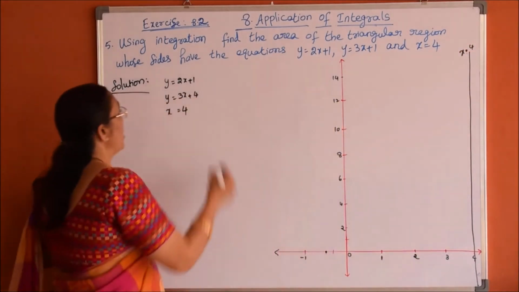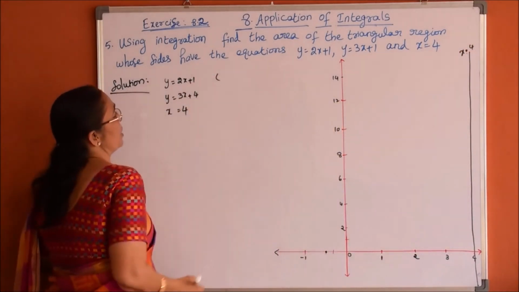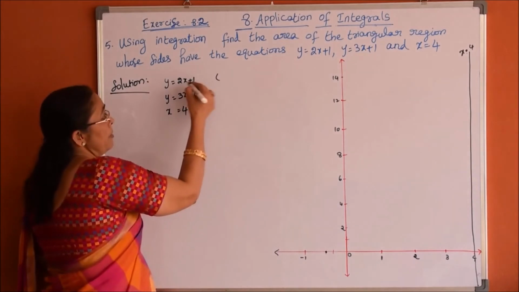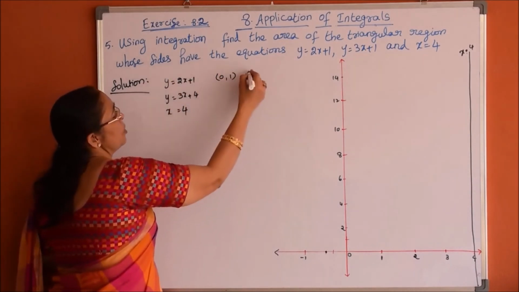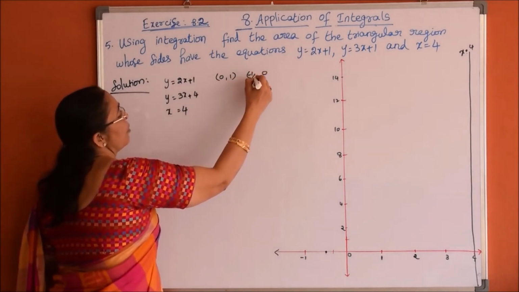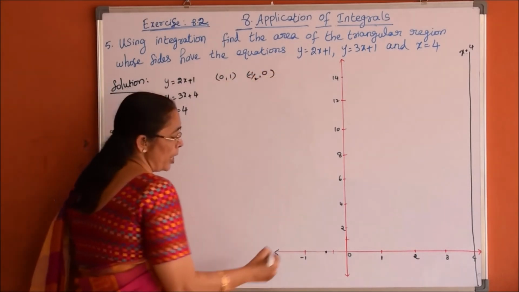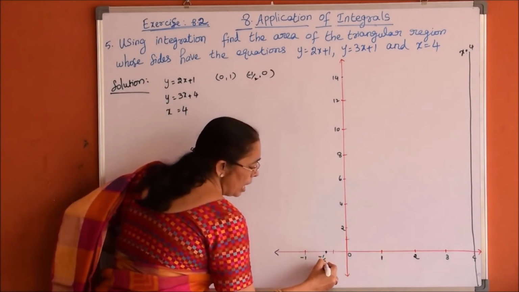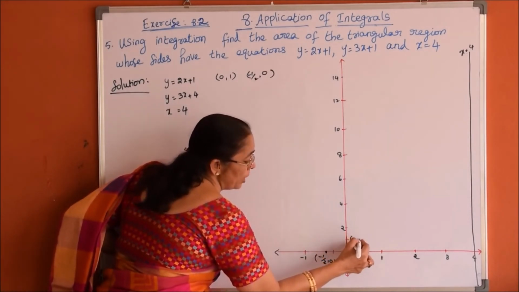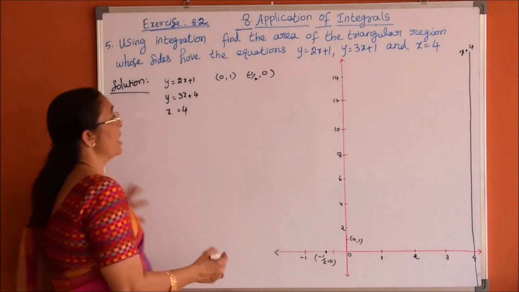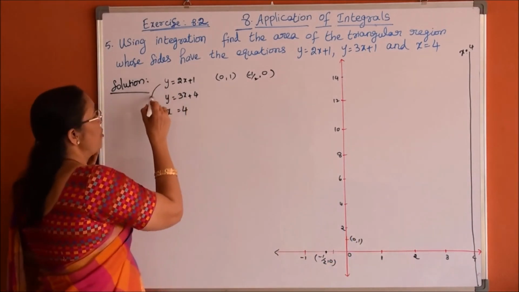Now, the first line y is equal to 2x plus 1. When x is equal to 0, the y value is 1. When y is 0, x is minus half. So the 2 points are here: minus half comma 0, and this point is 0 comma 1. And we will check the intersection of these two.